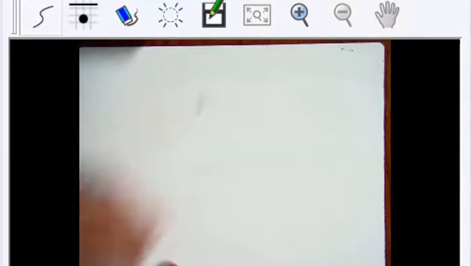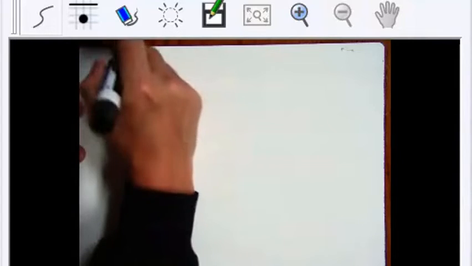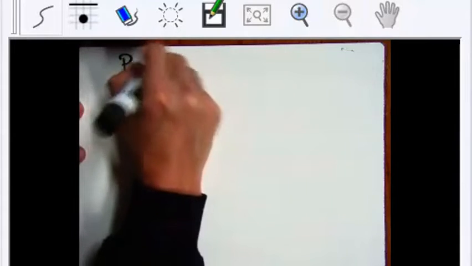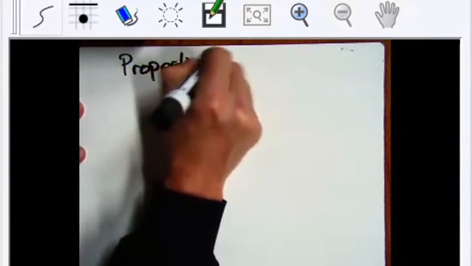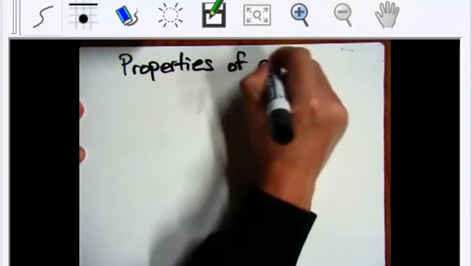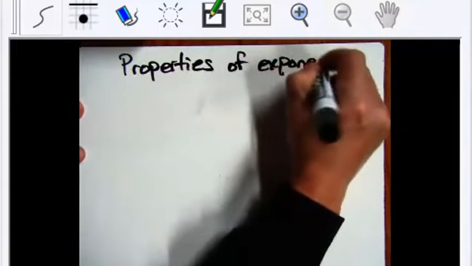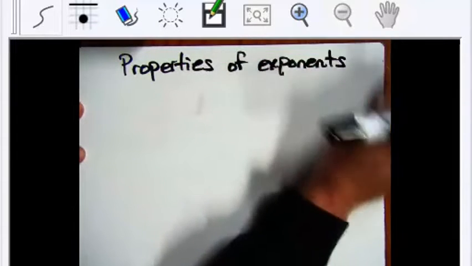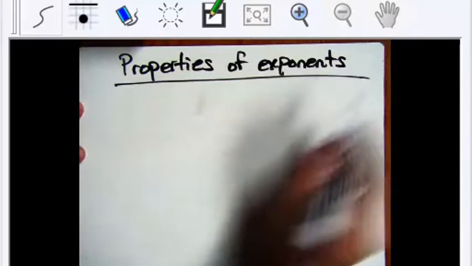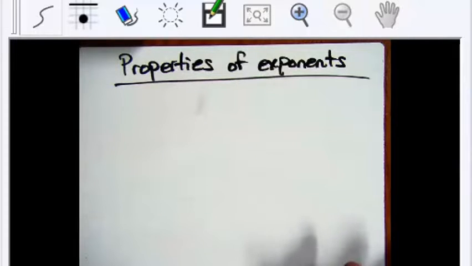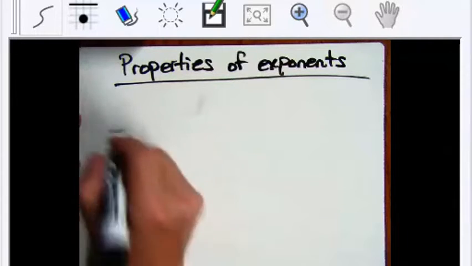Let's see. Today we're going to be doing a little video on properties of exponents. And this is your first assignment for week 1. I'm just going to do some examples similar to what you'll see on the assignment. You can take notes on this video. You can just go back and rewatch it if you want. Whatever you've got to do to get through that assignment.